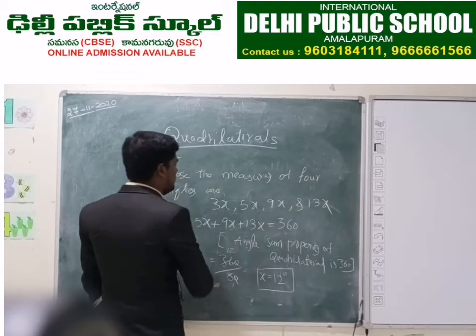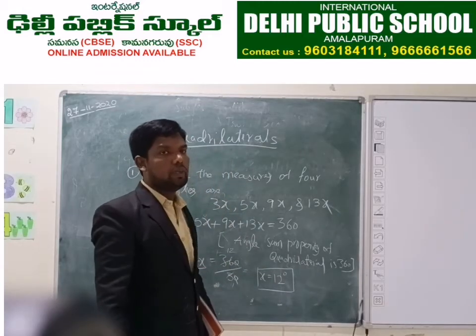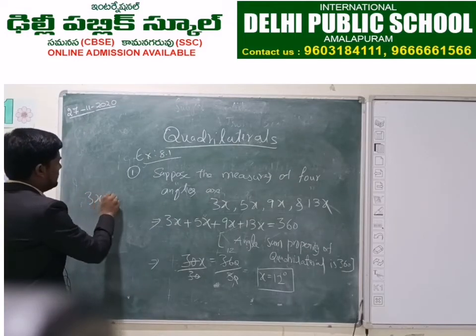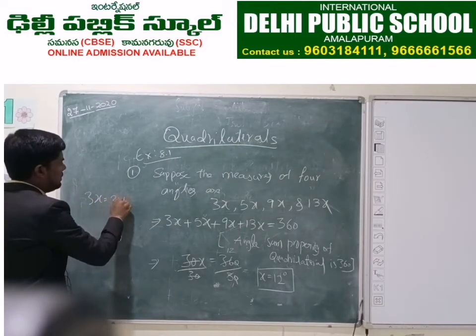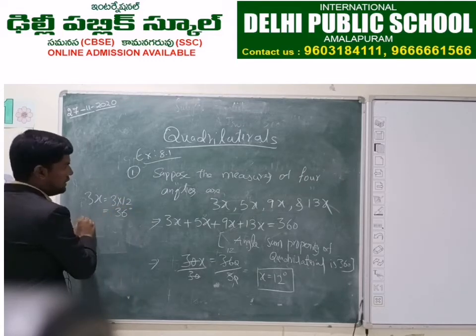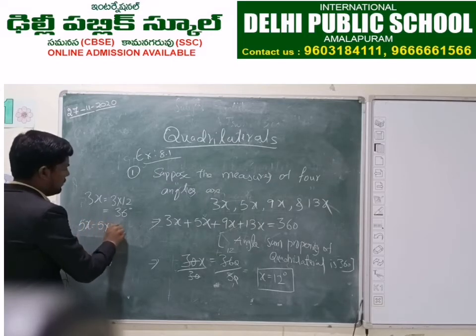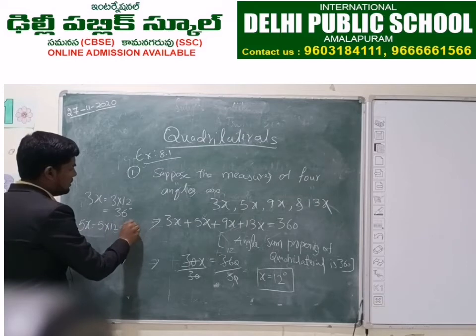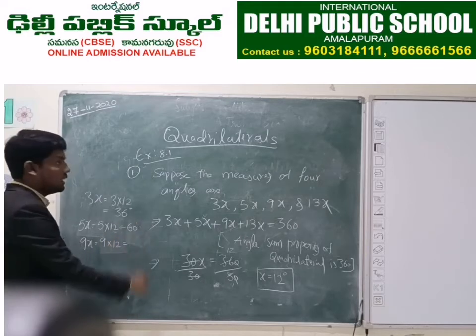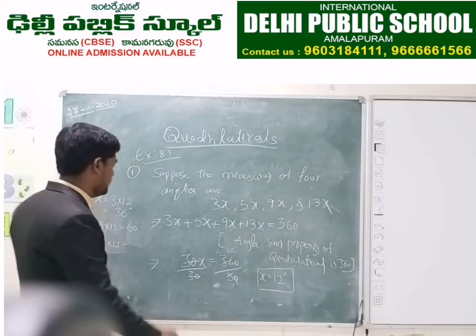Substitute this x value in these expressions and you will get the angles. Here, see, 3 into x means 3 times 12. How much? 36 degrees. Then after that 5x. 5 into 12, that is 60. Then 9x, 9 into 12. 9 twelves are 108, right? Very good.